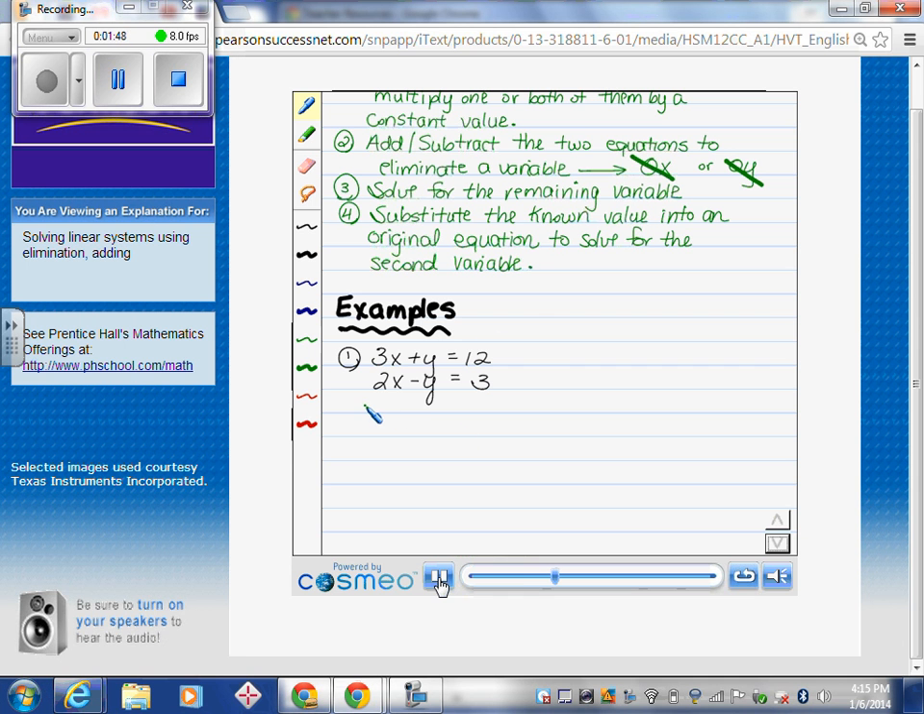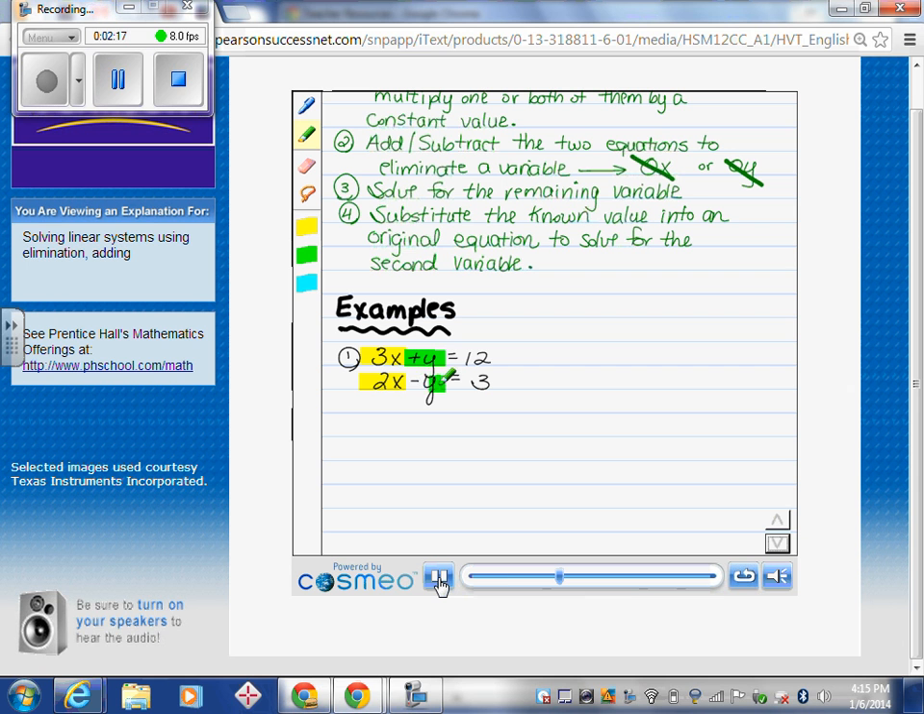Here's our first example. As you take a look at this example, in this problem, we can go ahead and add right away. Now, you might not recognize that at first, but let me show you what I mean. If we consider the 3x and the 2x, and we think about adding that together, that would give us 5x. Doesn't eliminate that x. If we subtracted here, we would get 1x. Once again, does not eliminate.